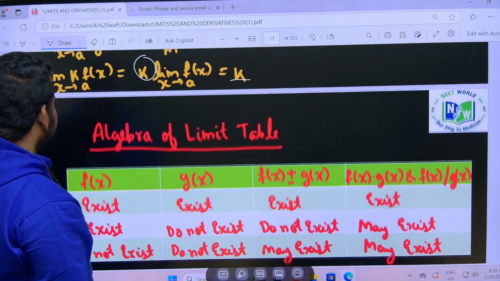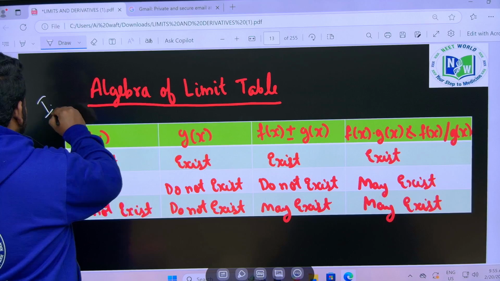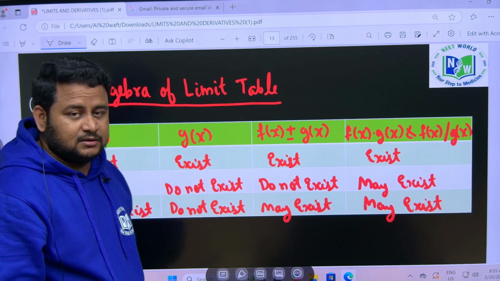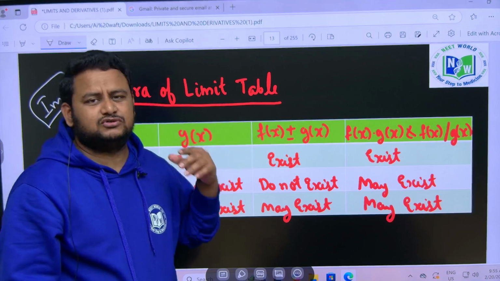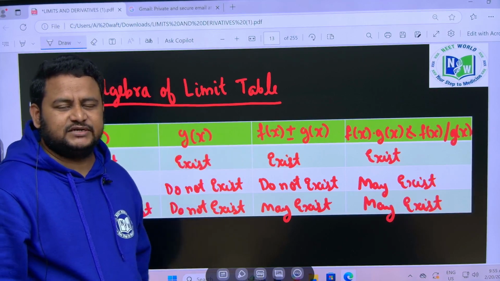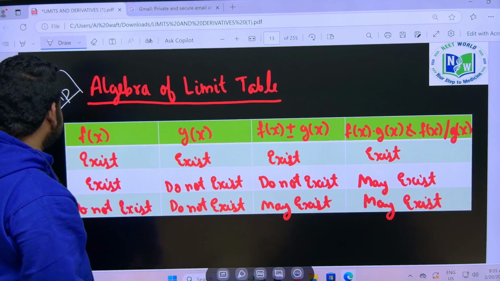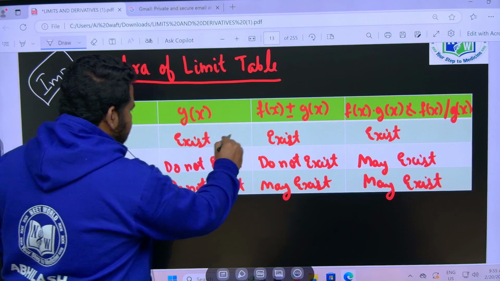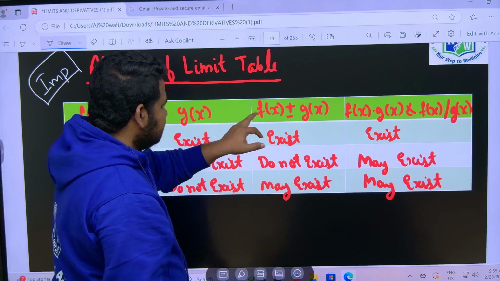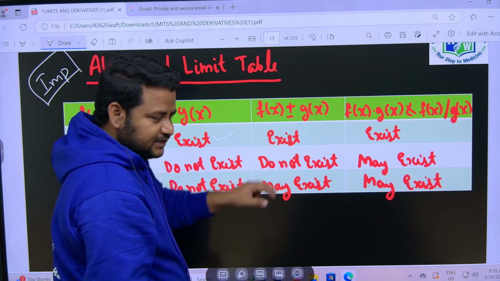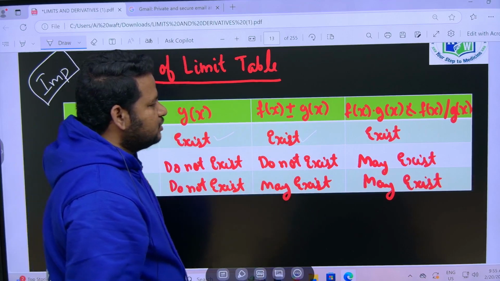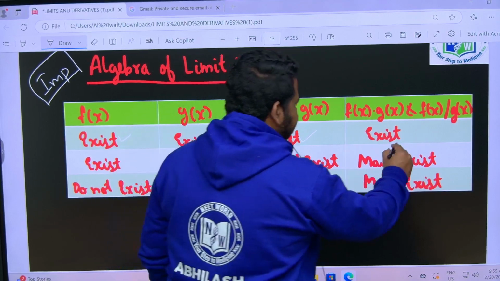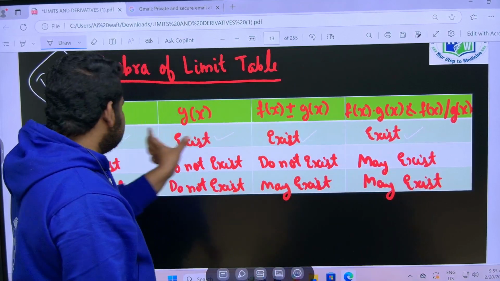Now let us look at the algebra of limits table. This is very important, because based on this you can directly get answers to so many questions: whether a limit exists, and if it exists, what is the value. So let us interpret this table. If the limit of f of x exists and that of g of x also exists, then f of x plus or minus g of x will also exist. Then the product, and also the division of the two functions, will also exist. If both exist, these will also exist.